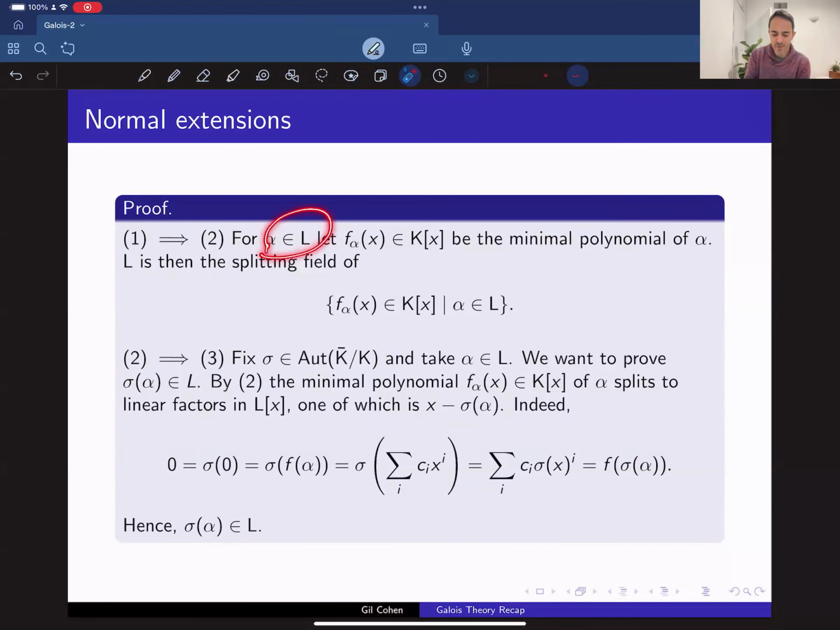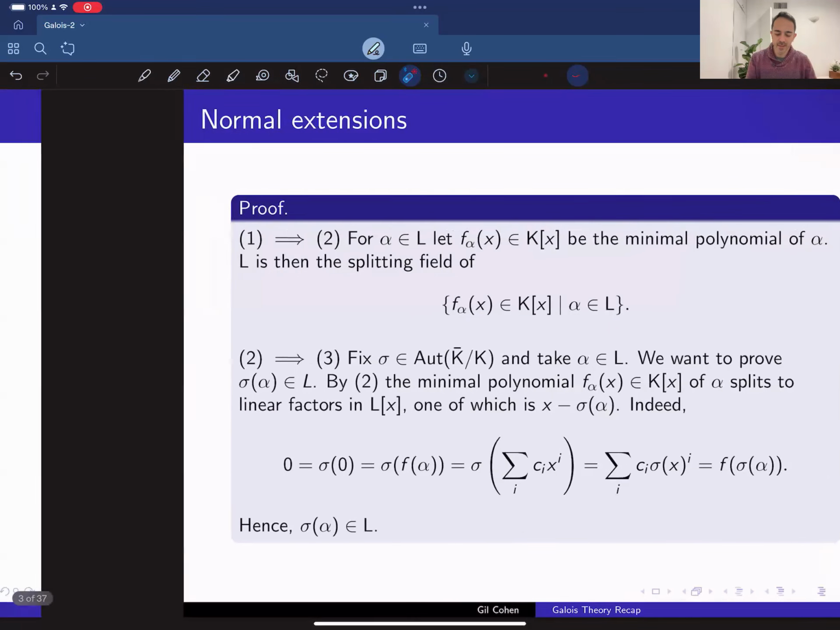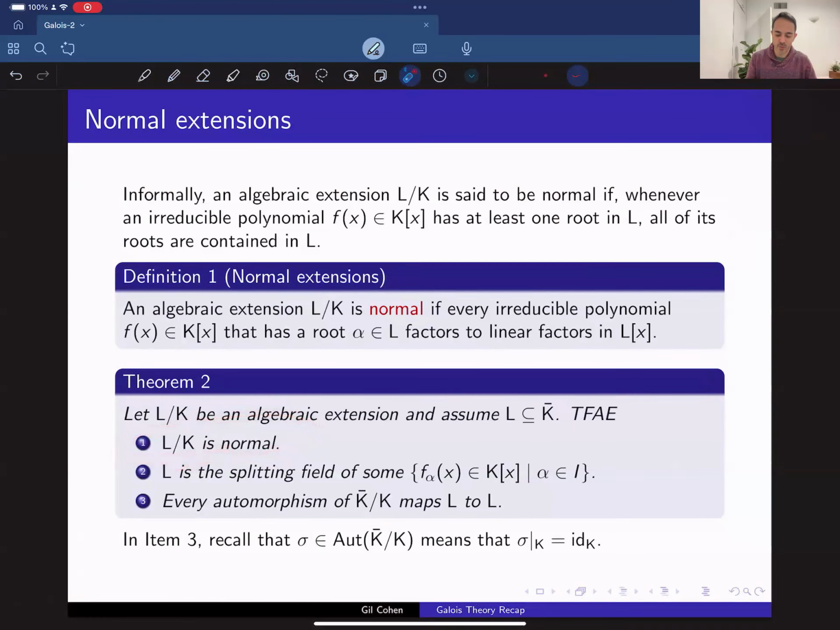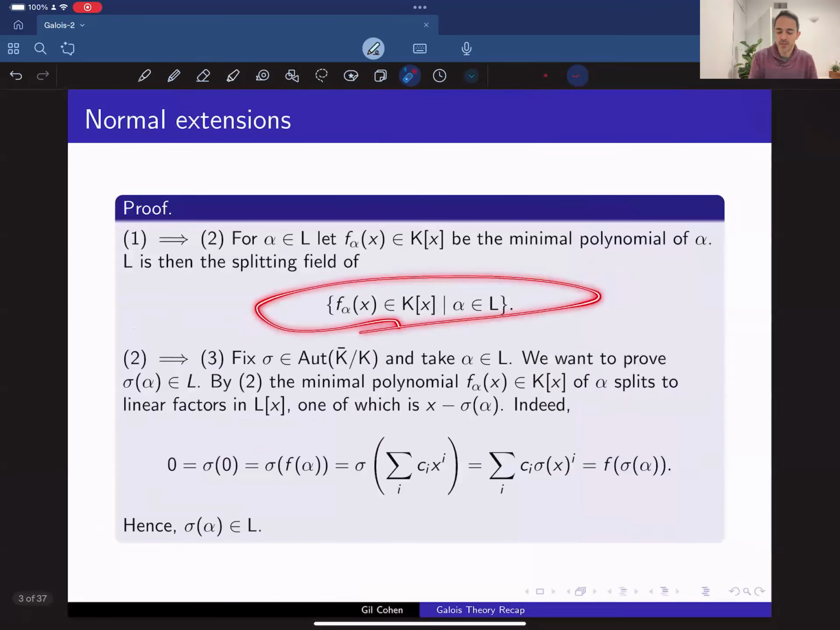well, for every alpha in L, consider the minimal polynomial of alpha over K. So f_alpha has coefficients in K. That's an irreducible polynomial by definition. It's the minimal polynomial. Then consider the following set of polynomials. For every alpha in L, gather around also f_alpha. This is a subset of polynomials. We know that L over K is normal, and we want to show that L is the splitting field of some subset of polynomials. So that's the subset of polynomials that I'm working with. And this is why the suggestive notation of alpha appears here. But never mind.